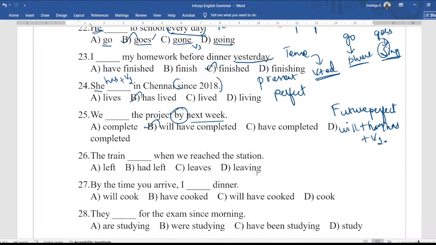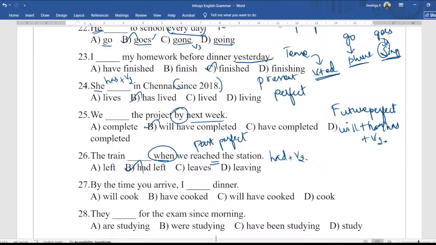Next, the train dash when we reached the station. So the keyword here is when. So when you see when, you use past perfect. I mean perfect tense, but how do you identify if it is past or present? You see this. This is verb two form. Past always uses verb two form. So you go for past perfect, and past perfect is had. Singular or plural, it's had. Had plus V3. Leave, left, left. So the train had left when we reached the station.